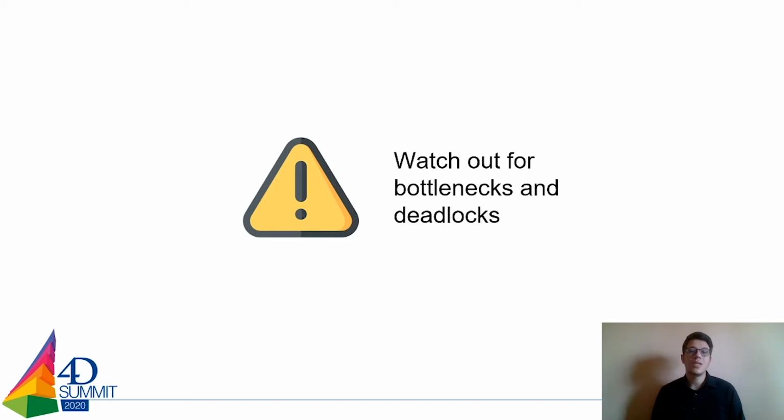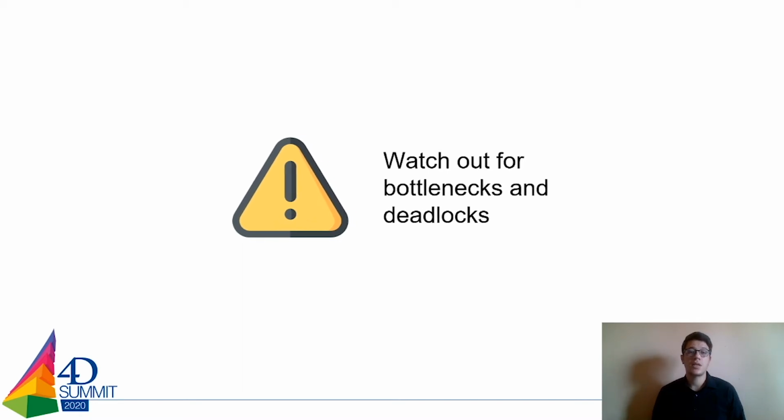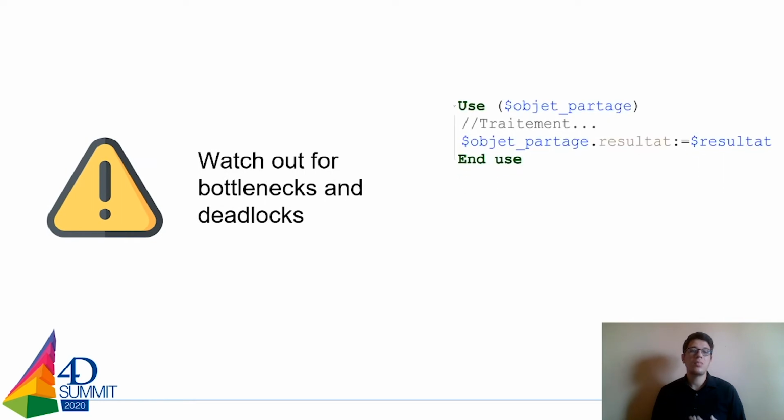So here we're going to talk about two points to watch out for when using your shared objects and collections. The first one is what we call bottleneck. Actually, when you want to modify the attributes on a certain object, suppose that you have to do some treatments or have your user write a value to get, then put this value in an attribute of your shared object. What you shouldn't do is put this treatment inside the Use and End use block. That is not the right way to do it.